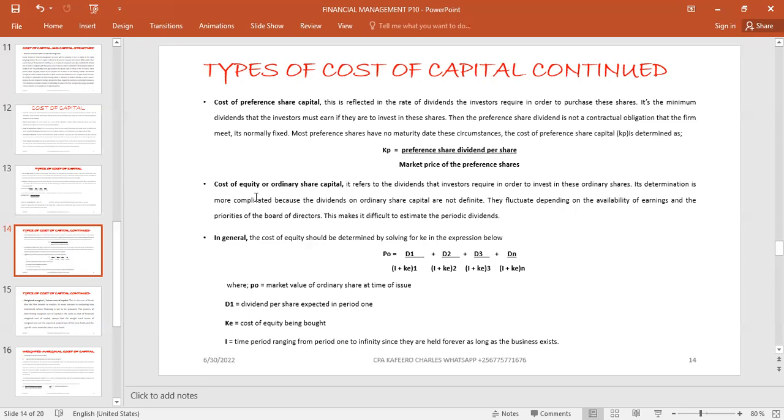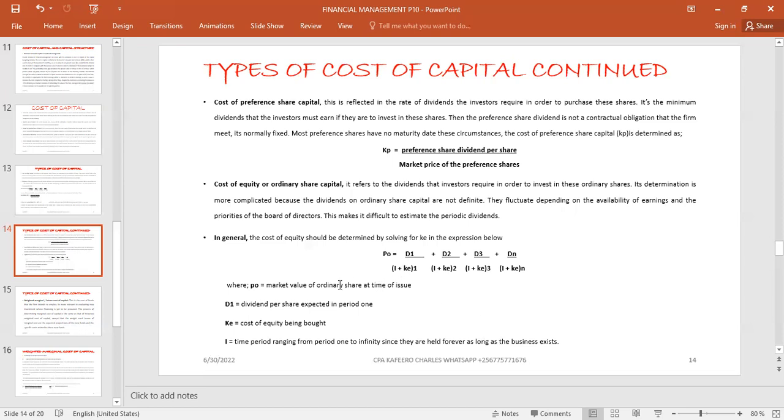So here, you just know that retained earnings and the cost of equity will have the same computations. The computation of the cost of equity will be equal to that of retained earnings, as we shall see. Since it is at infinity, we get the dividends over the cost of equity. This I is the time period ranging from period 1 to infinity, since the shares are held forever as long as the business exists.